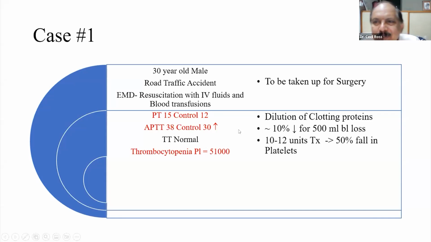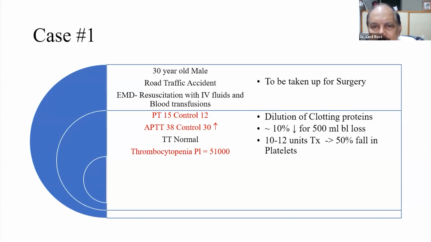Usually, this is because of dilution of coagulation proteins. So, supposing you give a lot of blood, IV fluids, and so on and so forth in a massive blood transfusion, or a person who's got a lot of fluids, crystalloid, resuscitation with a lot of blood transfusions. And normally, blood transfusion in this setting, whatever you get from the blood bank, will be stored blood. So usually there will be dilution of proteins. Approximately about 10% drops will be there in coagulant proteins for every 500 ml of blood loss.